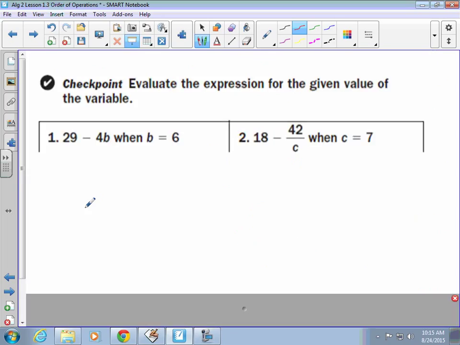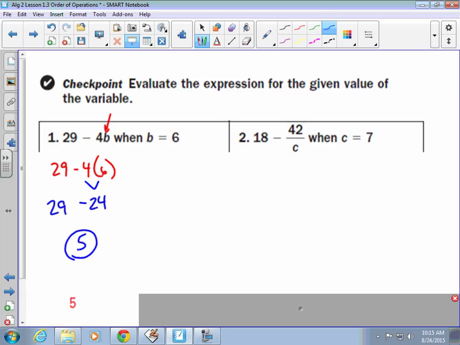And then we have 4 checkpoint problems. We'll go quickly through these. 29 minus 4b when b is 6. The first thing we're going to do is sub in 6 right there. 29 minus 4 times 6. Order of operations tells us to do multiplication first. Negative 4 times 6 is negative 24. Negatives act just like minuses, and minuses act just like negatives. There's no difference. So 29 minus 24 is going to be the number 5.